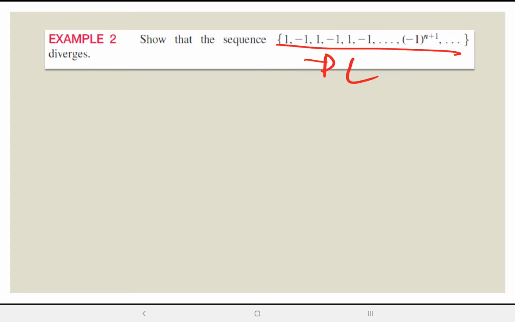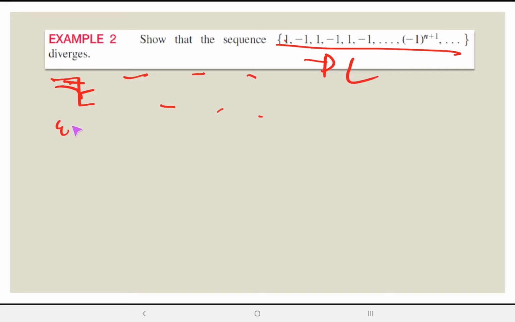Hindi natin alam kung ano yung L na yun. Hindi siya pwedeng mangyari na mag-approach siya kay L kasi nga alam natin na 1, -1. So, if we plot this one, magiging 1, -1, 1, -1, 1, -1. So, nagsasalitan siya. So, how is there supposed to be a limit? Okay? So, sige, try natin.